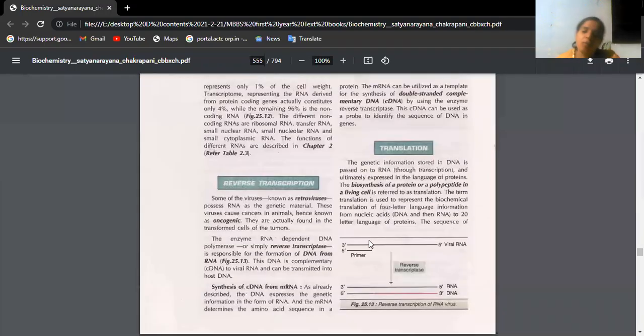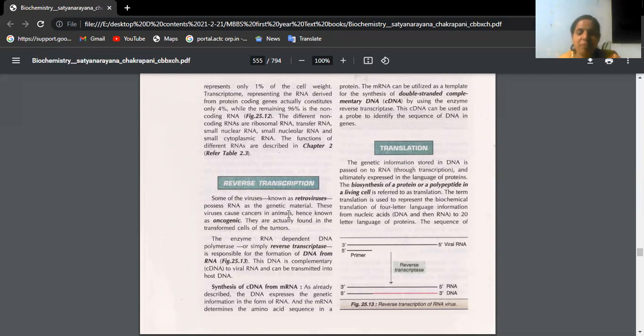Translation. Whatever genetic information is there on the DNA will be coming into the cytoplasm from the nucleus in the form of RNA, isn't it? So that's what we have done with transcription. That means now messenger RNA, rRNA, and tRNA are ready. They are all synthesized by the mechanism of transcription.